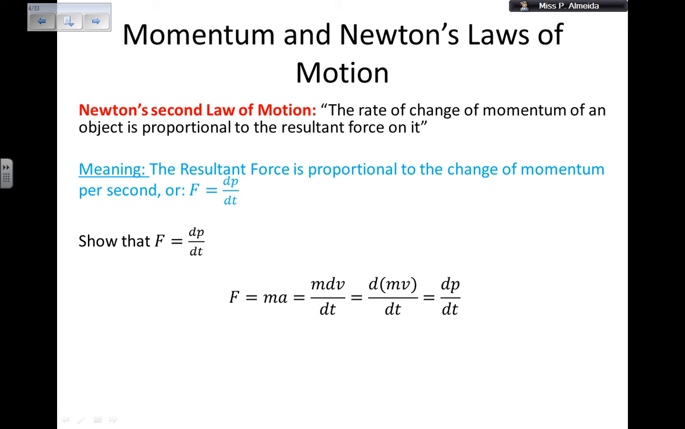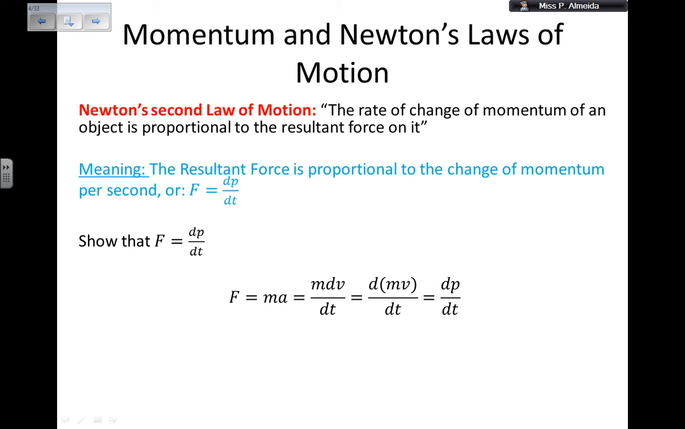What you do is the following. You know that force equals mass times acceleration. Assuming that the mass is constant, you can take it out and you simply get dv over dt, because dv over dt is going to be acceleration.